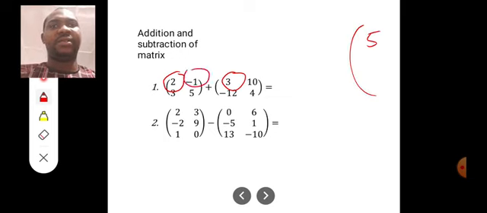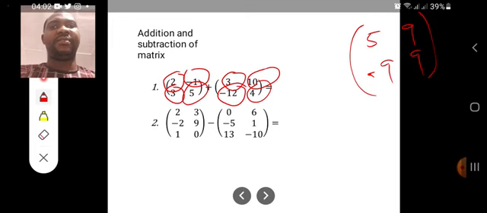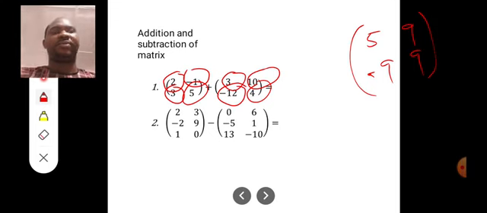Minus 1 can only add to 10. They're on the same side, okay? Minus 1 plus 10 is 9. 3 here can only add to minus 12, and 3 plus minus 12 will give us minus 9. Then finally, 5 here can only add to 4, and 5 plus 4 will give us 9, okay? So this is what we get.